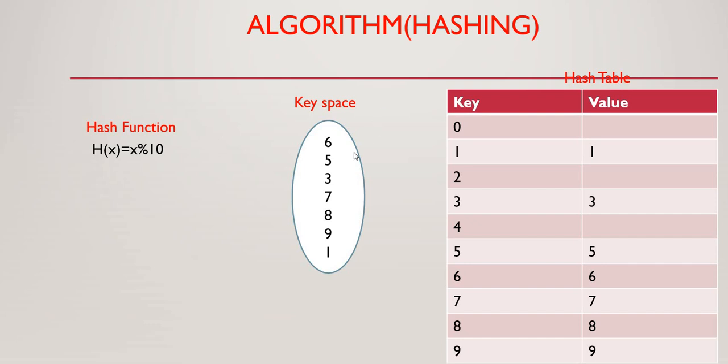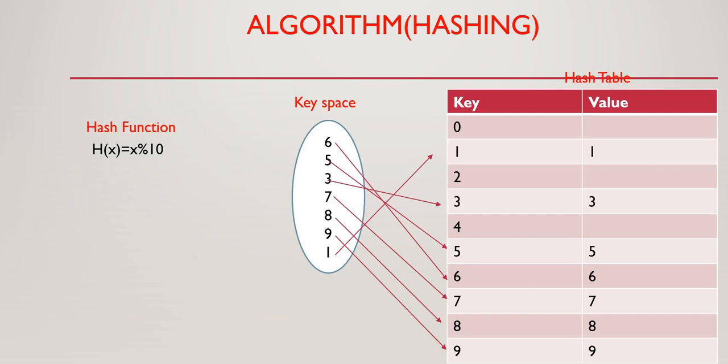Here is the hashing algorithm. Here we have the hash function, key space, and hash table. The hash table consists of indexes from 0 to 9. In the key space we have different numbers of keys, and the hash function is x modulus 10. So for 6 modulus 10, we put the 6 in the 6th index. For 5 modulus 10, we put the 5 in the 5th index, and so on.